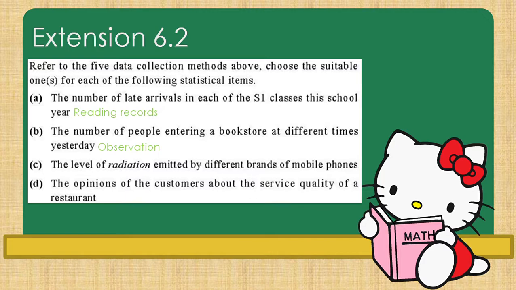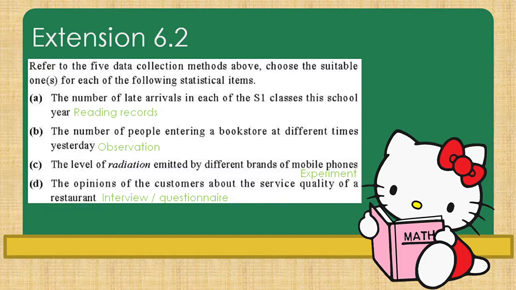How about C? Find the level of radiation emitted by different brands of mobile phones. This one is easy. It must be doing the experiment. Use different brands of mobile phones to do the experiment in order to find out different levels of radiation. How about the last one? Opinions of customers about the service quality. Well, you should have done it before, right? Doing some questionnaire or interview like this.